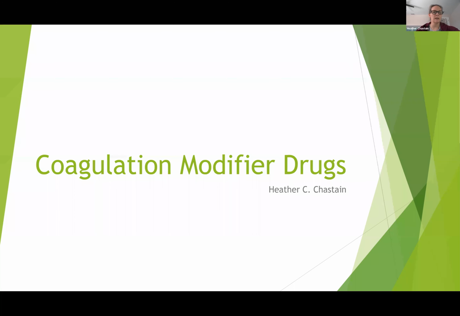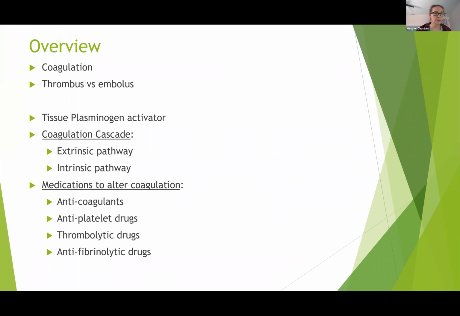Okay, we are going to talk about coagulation modifier drugs. So first, we're going to do a quick overview of coagulation things. Coagulation is the process of clot formation. So when we're forming a clot, that's coagulation. Thrombus versus embolus: a thrombus is a stationary clot, whereas an embolus is a moving clot.